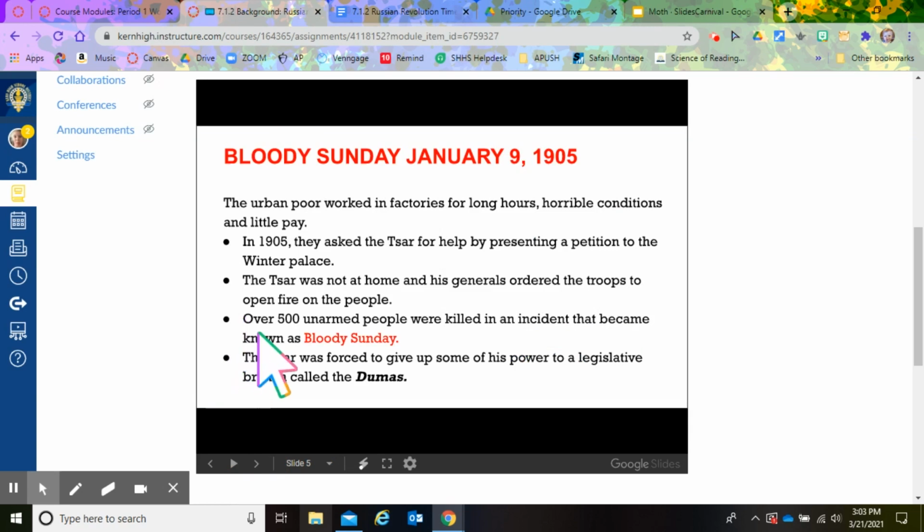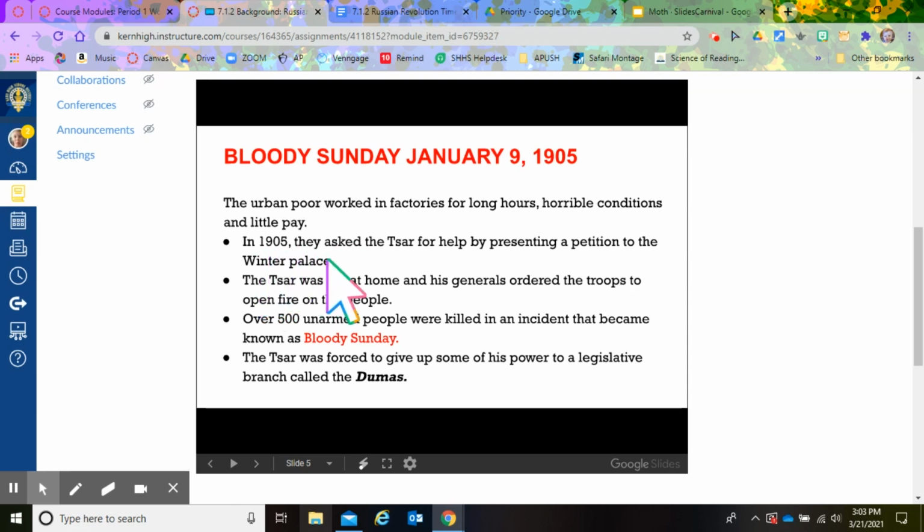All right, our next slide is Bloody Sunday, which was January 9th of 1905. The urban poor worked in factories for long hours, in horrible conditions, and for little pay. We've already learned a lot about the Industrial Revolution, and we can definitely say that the urban poor were not treated very well, and they were not going to be treated well in Russia either.